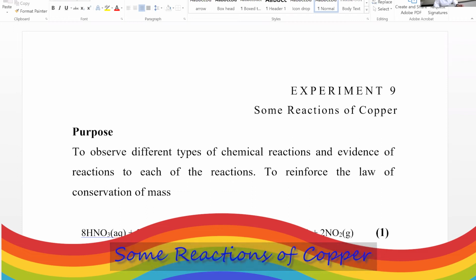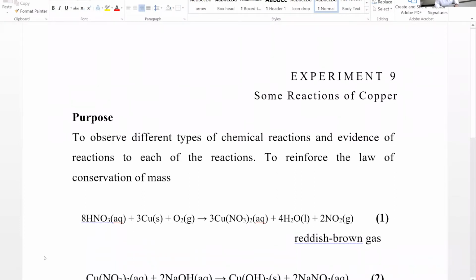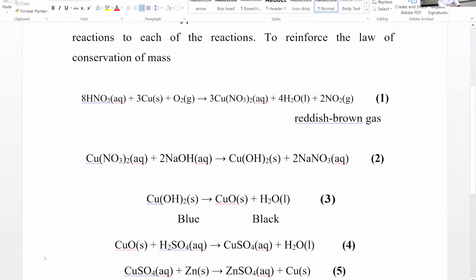We have discussions for experiment 9, some reactions of copper. The purpose of this experiment is basically to learn techniques as you're going from one reaction to another, reactions of copper. And we also are going to reinforce the law of conservation of mass. So basically, when you watch the video, you will see that we are starting with a specific amount of copper. Let's say we start with 0.4 or 0.5 grams of copper.